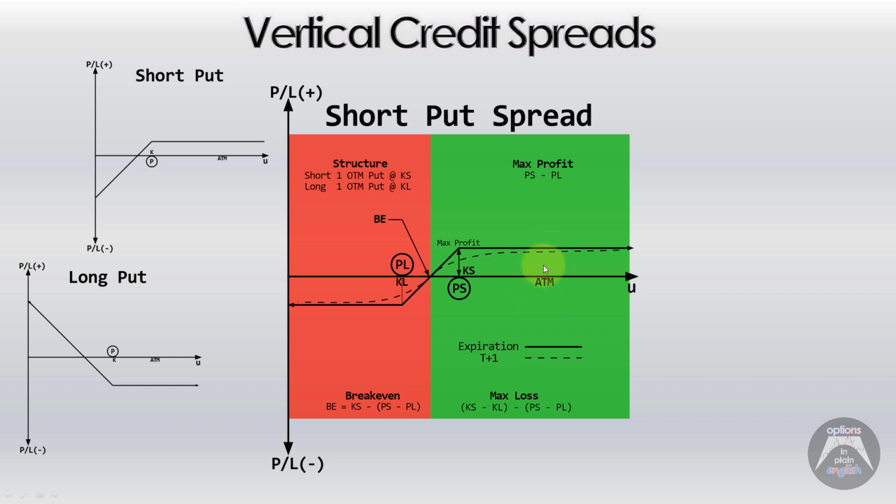If it expires right here, you're going to collect your profit here. And that's it. Once it expires worthless, then the credit is yours to keep. And keep in mind, the max profit that you can have is the initial credit. If it starts going much higher than where you were, you're not going to be making more money.